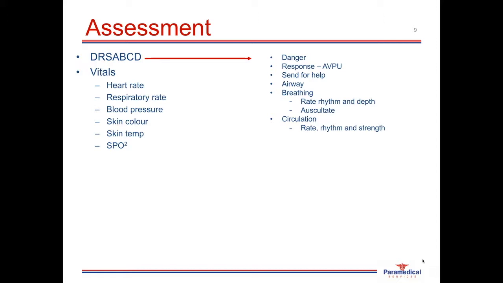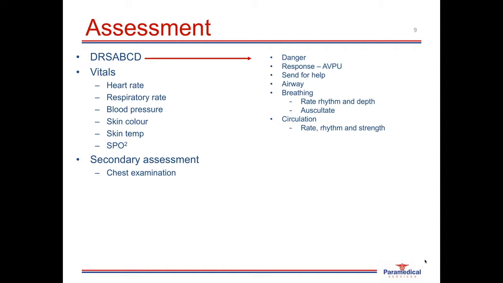Then assessing the patient's vital signs, assess the heart rate, respiratory rate, blood pressure, skin color and temperature, and the quality of the skin as well. So is it dry or is it sweaty and diaphoretic? You can also check the blood oxygen saturations level using a SATS probe. And the vital signs can be re-evaluated every 5 to 15 minutes depending on the severity of the patient.